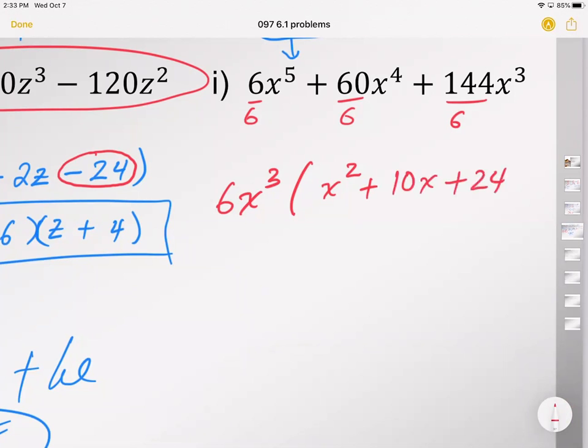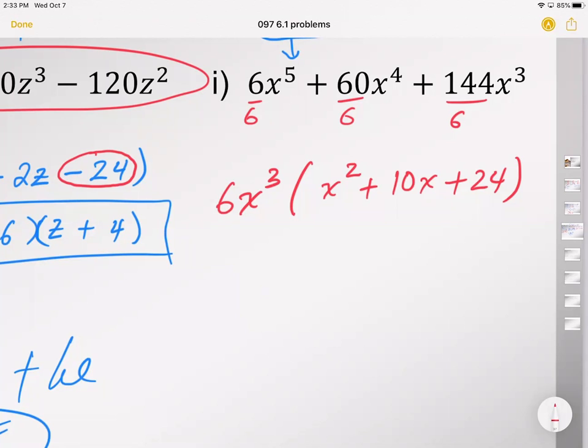And I bring out my x to the third, right? So 6 goes into 144. If my math is not correct, let me know. But again, 144 divided by 6 gives me 24. And hopefully you guys see that this problem and the previous problem are identical, ladies and gentlemen.